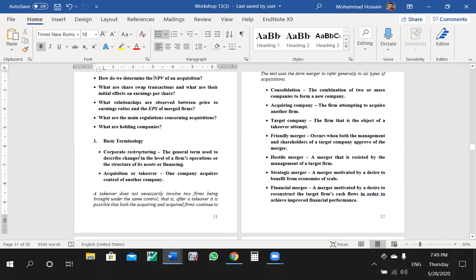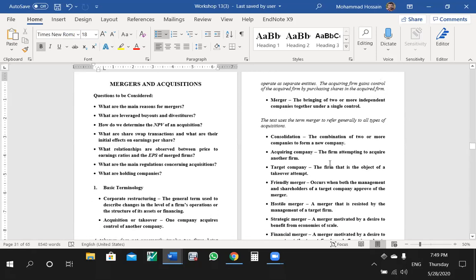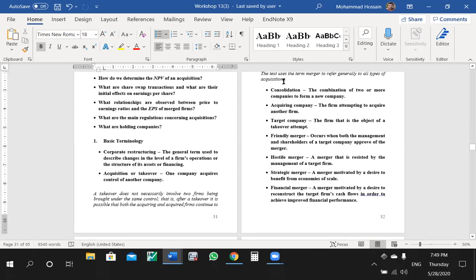Corporate restructuring. So the general term used to describe changes in the level of a firm's operations or structure of its assets or financing. That's corporate restructuring. I mean, the firm's operation is restructured, their management is restructured, or their finances are restructured. Depends on what they're doing. The assets have been restructured. Depends. Next, merger. I told you. So they're trying to give you some terms that you need to understand.